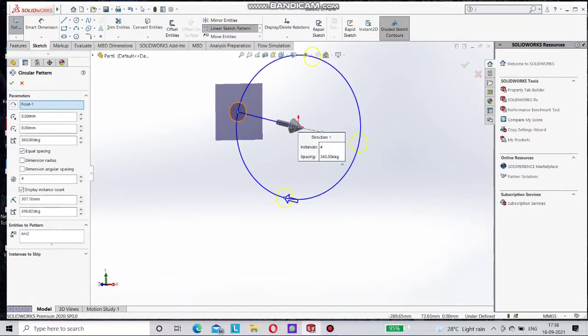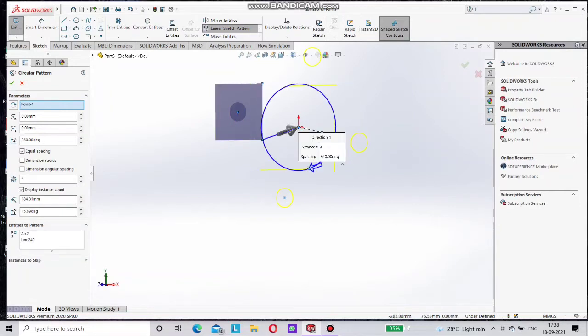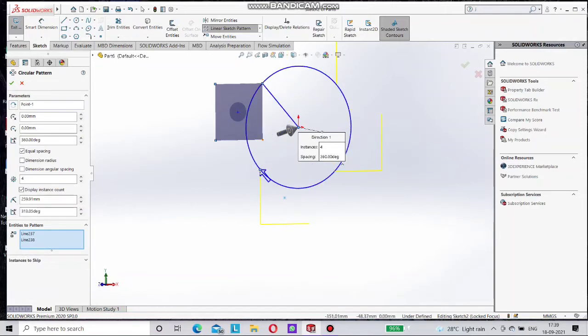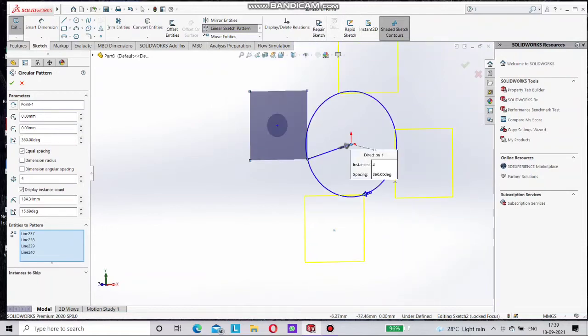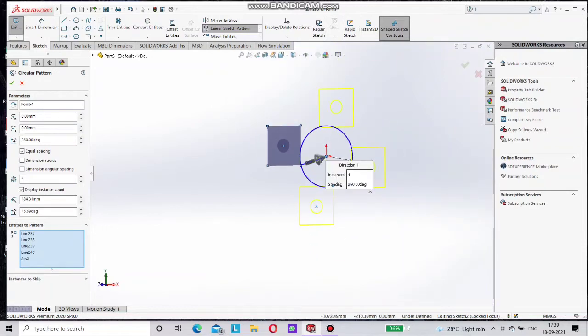The first line on the left side is to select the entities to pattern. If you select one line, it patterns one line. If you select 2 or 3 lines, you can see them visible on screen. Likewise, you can pattern all of this sketch. If you want, you can also pattern this circle like this.